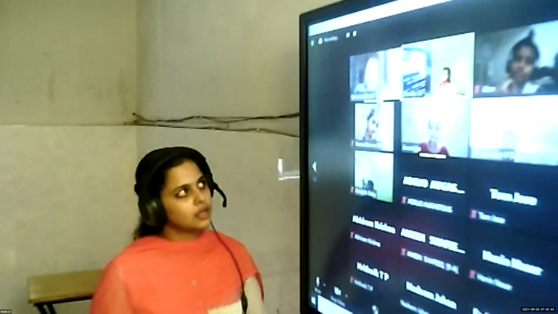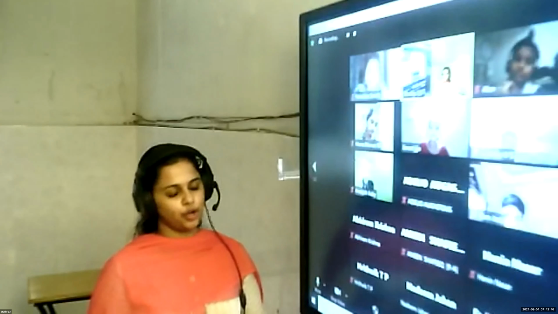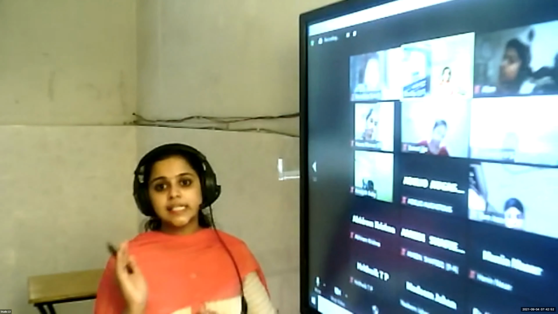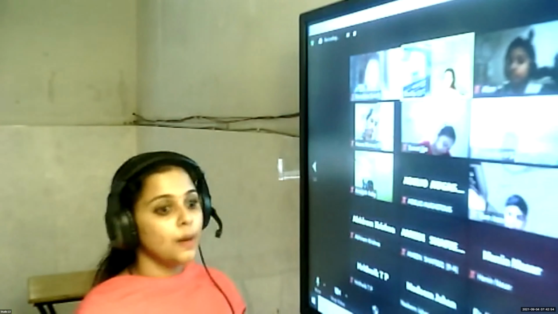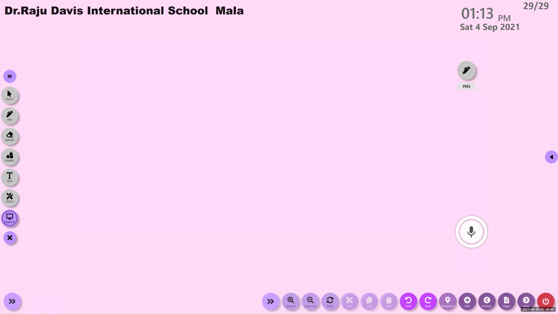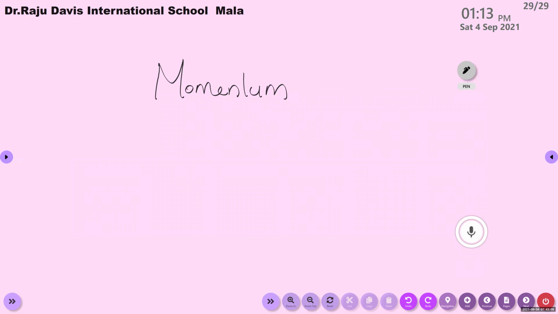I think it's about the movement of an object. Okay, first of all, let us see what we mean by momentum. After that, we can explain Newton's second law of motion. So all of you write the heading momentum. If you get an idea about momentum, then only we can easily state Newton's second law of motion. So the new term that we are going to study is momentum.